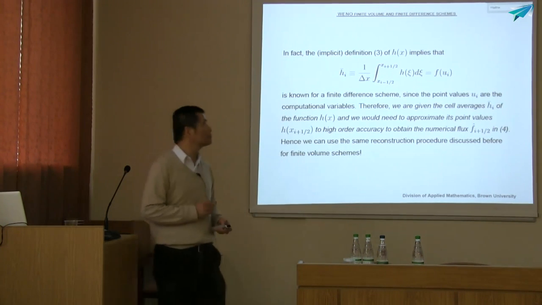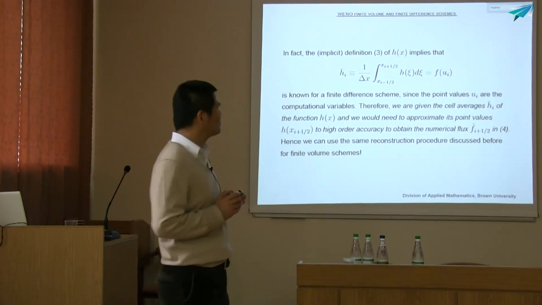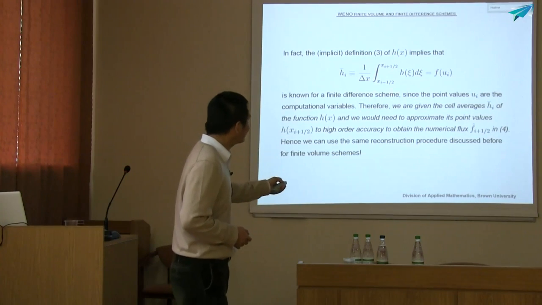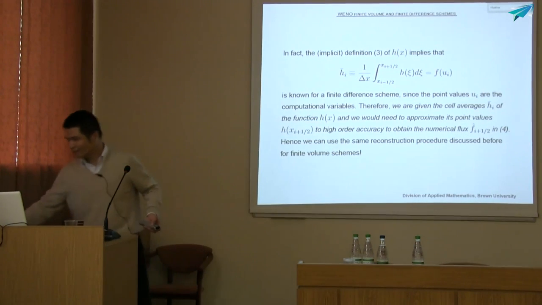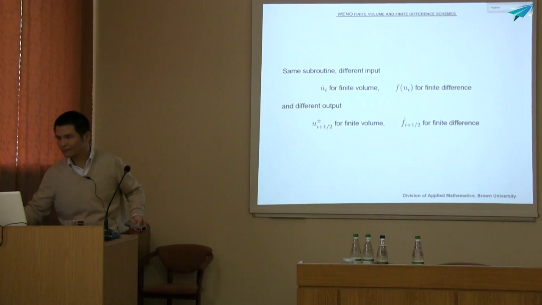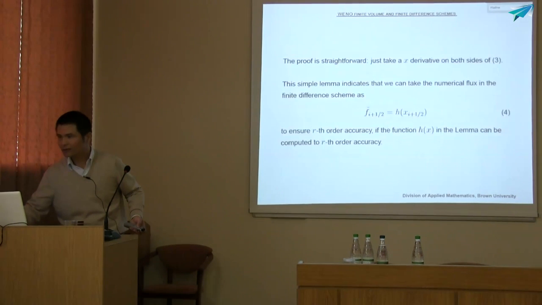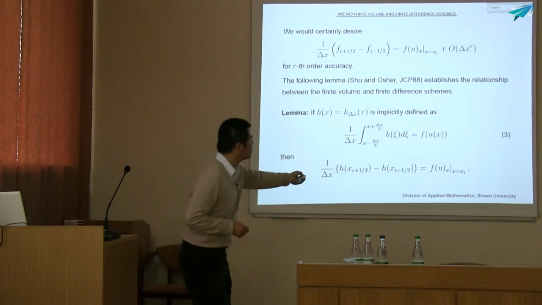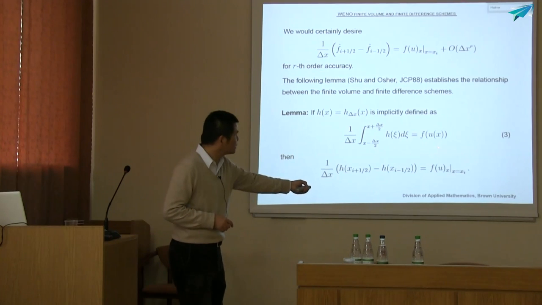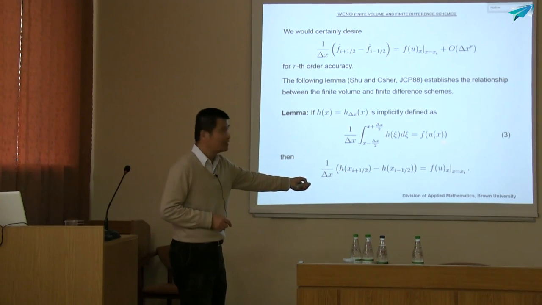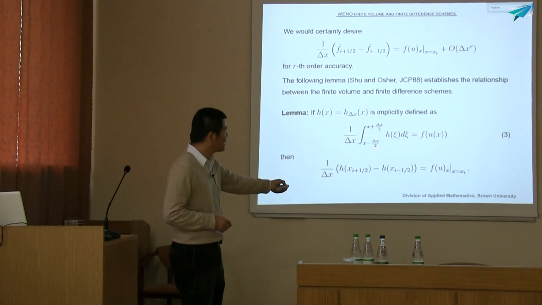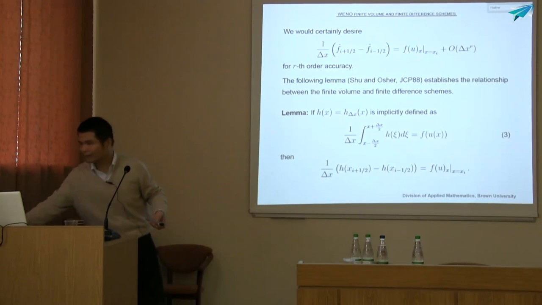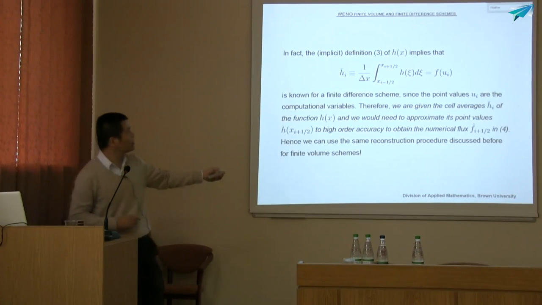Okay, now this is the crucial part. I don't know anything about h, or do I? Actually, I do know something about h. This is the equality h satisfies. Right? h satisfies this equality. So if I evaluate this equality at x equals x_i, then this is from x_i minus delta x over 2 to x_i plus delta x over 2. And that is exactly the equality I wrote here.